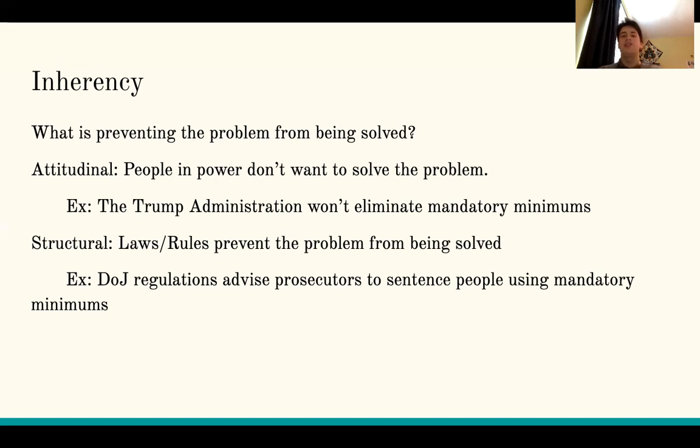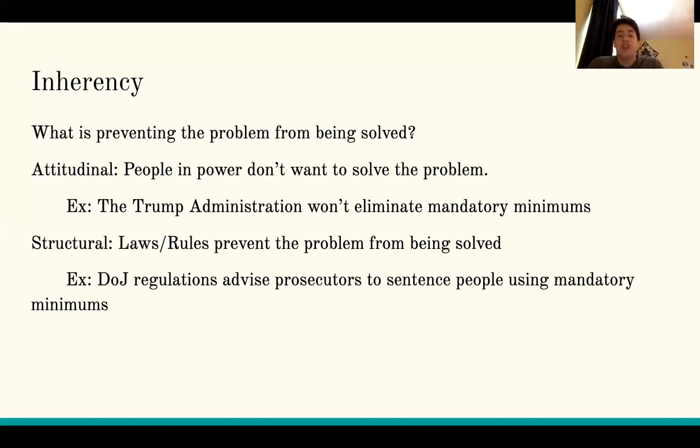If anybody asks you, what's your inherent barrier? This is what they're talking about. It's what is preventing the aff from being passed, or the problem from being solved. An example is an attitudinal barrier, saying that people in power don't want to solve the problem. For example, one that we used on the criminal justice topic, we could say that the Trump administration doesn't want to eliminate mandatory minimums, so they're not going to.